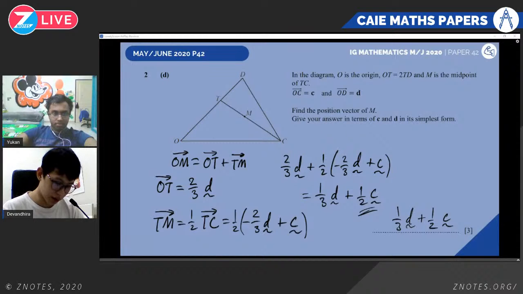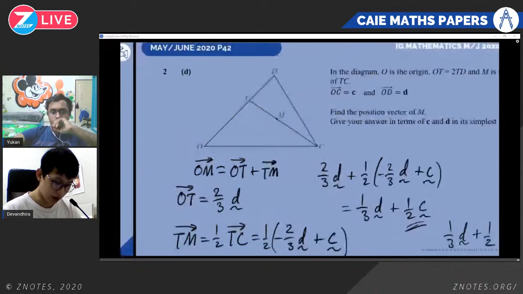2D. In the diagram, O is the origin. OT, here's OT, is 2 times TD. So basically, in terms of ratio, this is 2 and 1. And M is the midpoint of TC, right here, this is TC. OC is equal to the vector C, and OD is equal to the vector D. Find the position vector of M. Give your answer in terms of C and D in its simplest form.